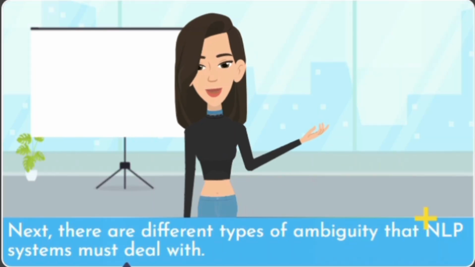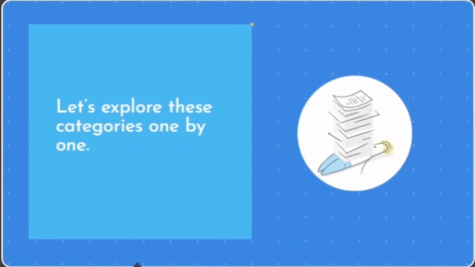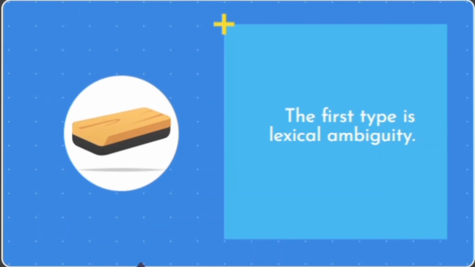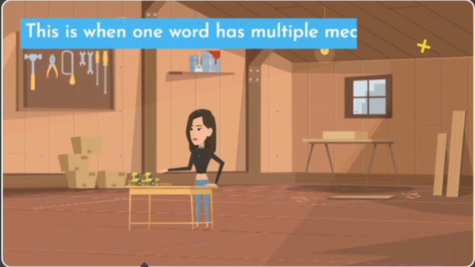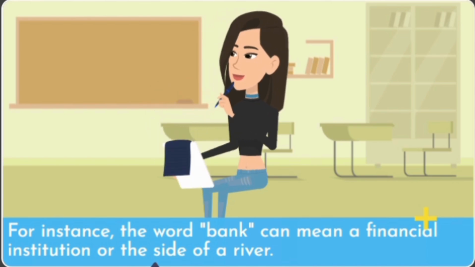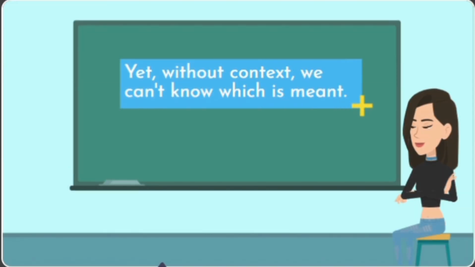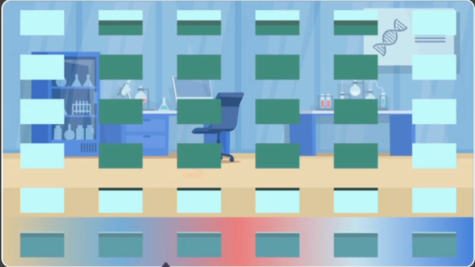Next, there are different types of ambiguity that NLP systems must deal with. Let's explore these categories one by one. The first type is lexical ambiguity. This is when one word has multiple meanings. For instance, the word bank can mean a financial institution or the side of a river. Yet, without context, we can't know which is meant.